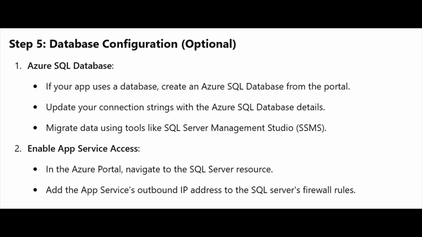Step 5: Database configuration, optional. Azure SQL Database: if your app uses a database, create an Azure SQL Database from the portal. Update your connection strings with the Azure SQL Database details. Migrate data using tools like SQL Server Management Studio, SSMS. Enable App Service access. In the Azure portal, navigate to the SQL Server resource. Add the App Service's outbound IP address to the SQL Server's firewall rules.